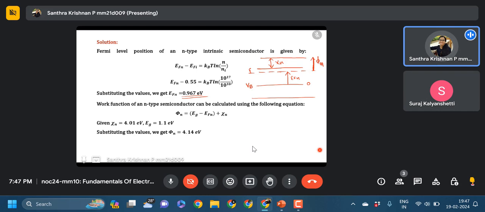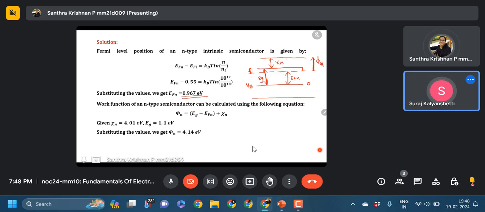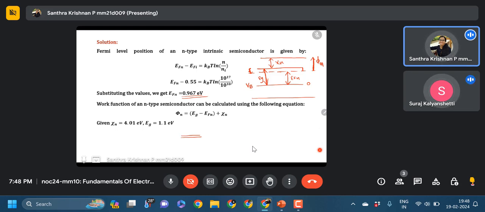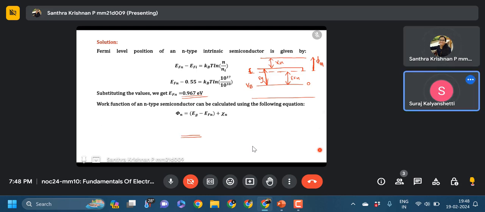Now they have given that this entire thing is EG. And if you subtract whatever EFN you got from that, you are accounting for the small region. EG minus EFN means the small part. Then you add your XN, psi n, and you will get your phi. It's N type, so it'll be up. Now you have your phi n, right? You can compare that with whatever is given for the different Schottky methods.